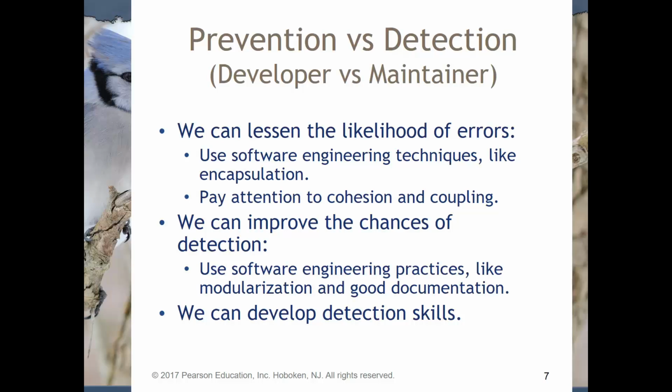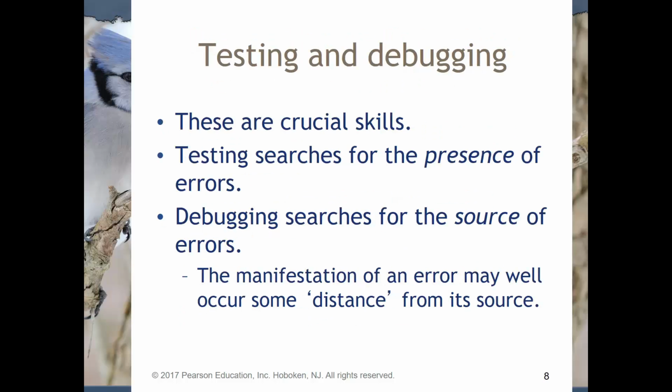Prevention versus detection. You always hear, an ounce of prevention phrase, things like that. You can lessen the likelihood if you do good engineering, encapsulation, pay attention to cohesion and coupling, pay attention to your design, make sure that your implementation matches your design and that your design matches the requirements. You can improve the chances of detection if you use software engineering practices like modularization and good documentation. These things tend to cause issues to show up sooner than later. You can also develop good detection skills. Testing and debugging are 2 of the most crucial skills that you're ever going to need.